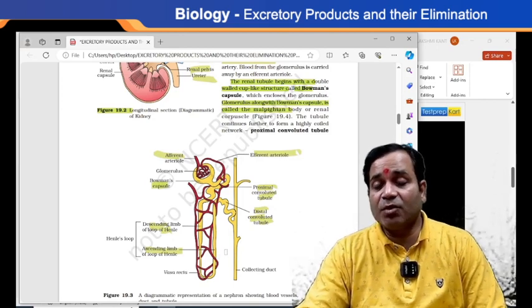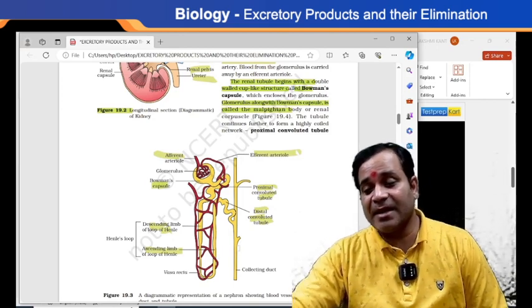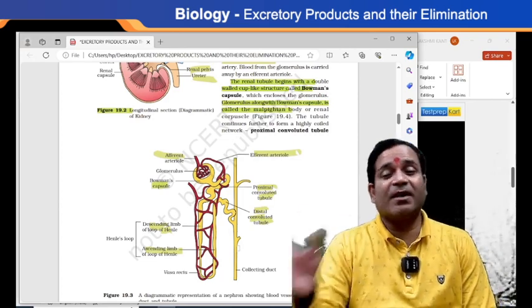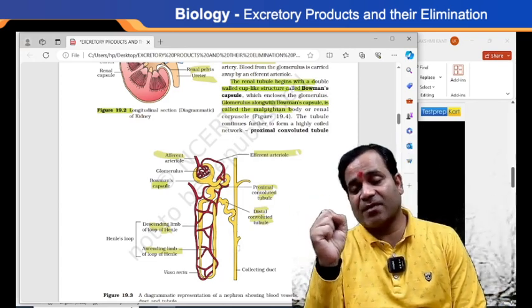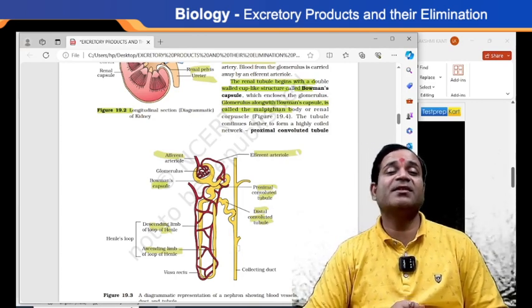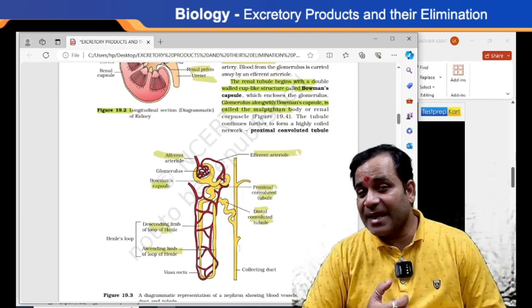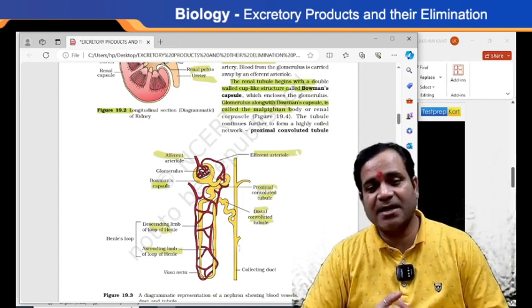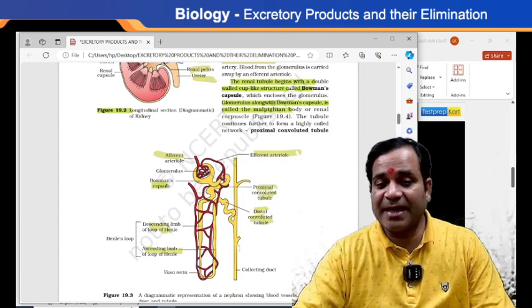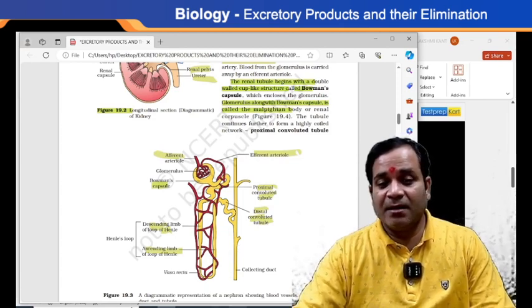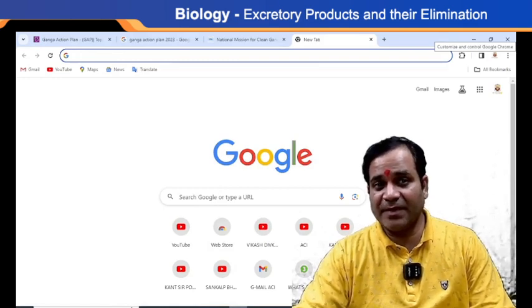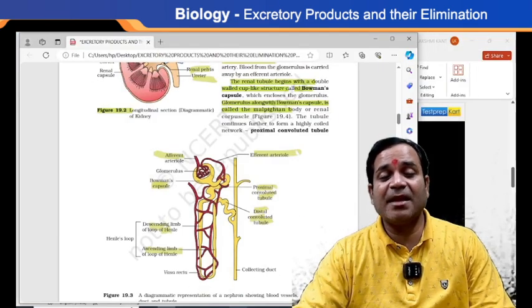But whenever we go through a detailed lecture, I will tell you there how the nephron works and what the basic structures of the nephron are. So this is what we have to study in detail whenever I take the detailed lecture on this topic. Right now the point important to understand here is what we should do.